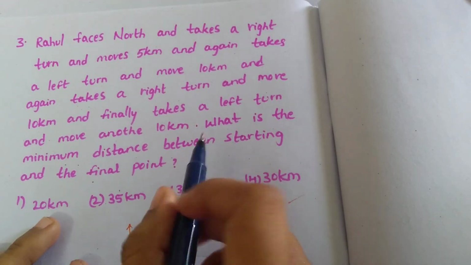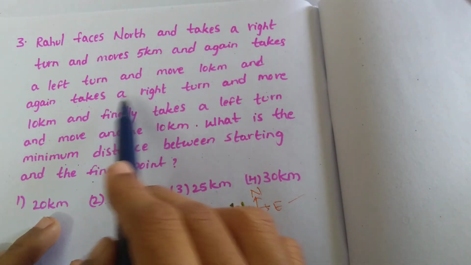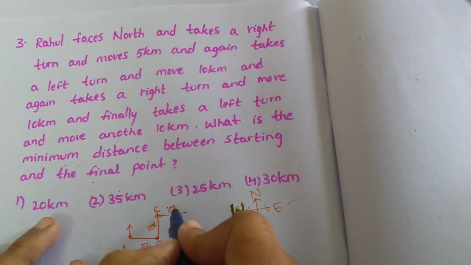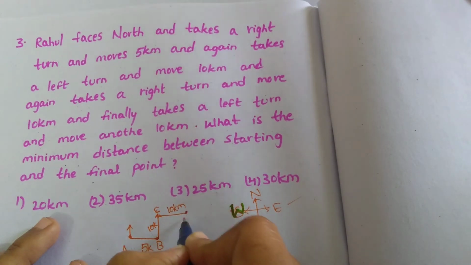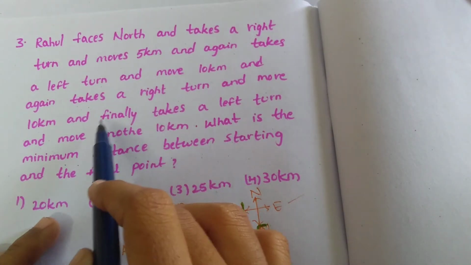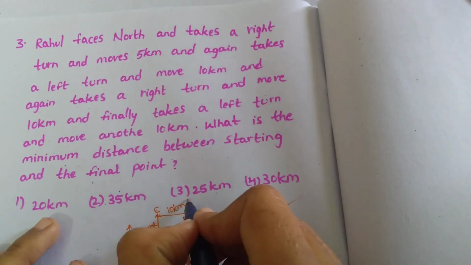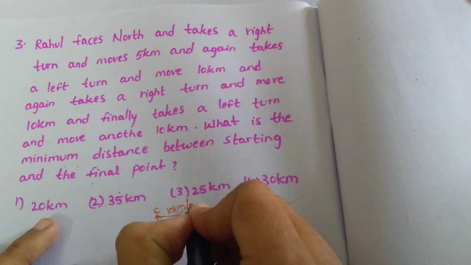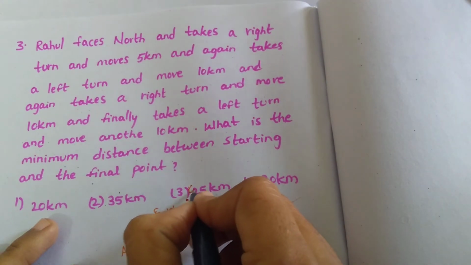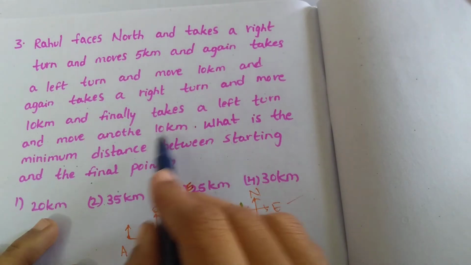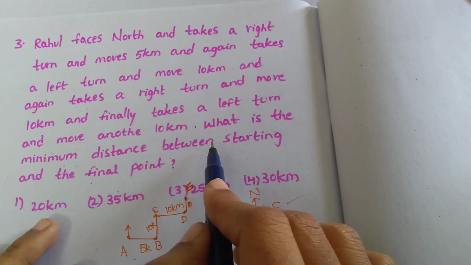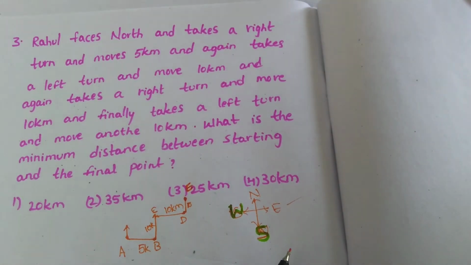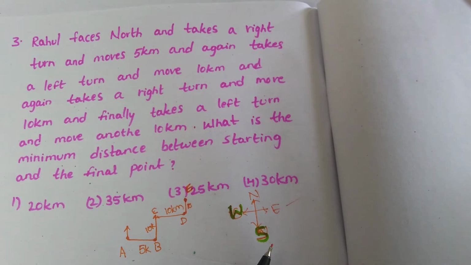And again takes a right turn and moves 10 km, and finally takes a left turn and moves another 10 km. What is the minimum distance between starting and final point?